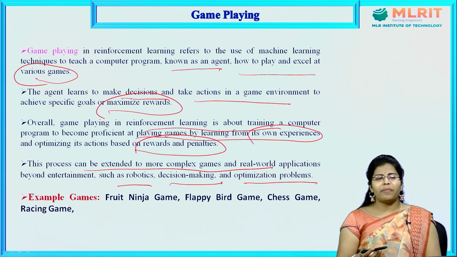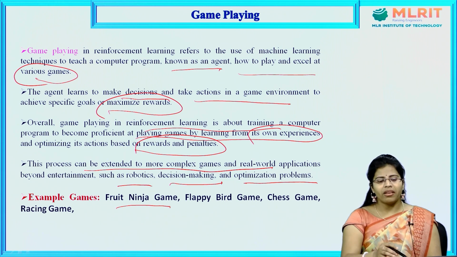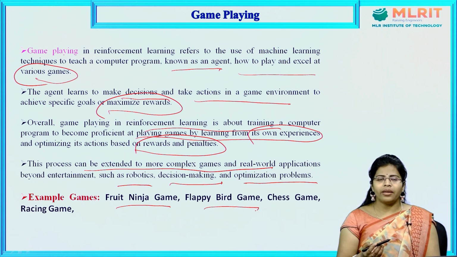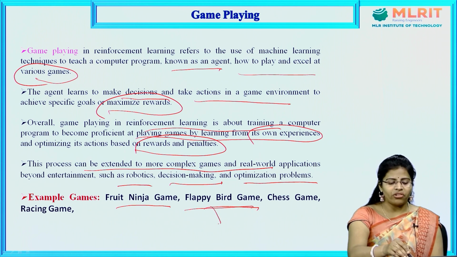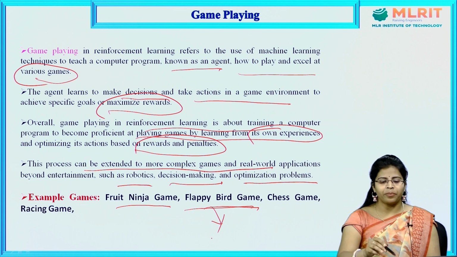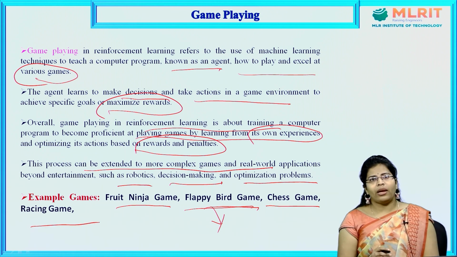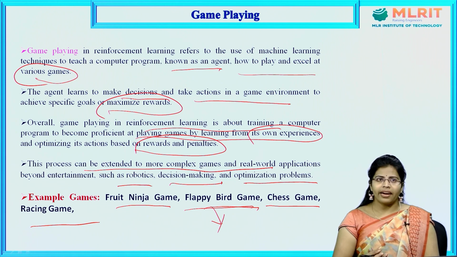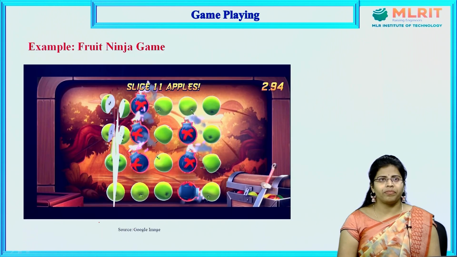As you can see, many people are playing games. For example, Fruit Ninja, Flappy Bird. It is on mobile nowadays. You can play every game, and nowadays smartwatches also provide games, chess game, racing game. Likewise, a lot of gaming applications are developed with the help of reinforcement machine learning. Let me explain with one example.